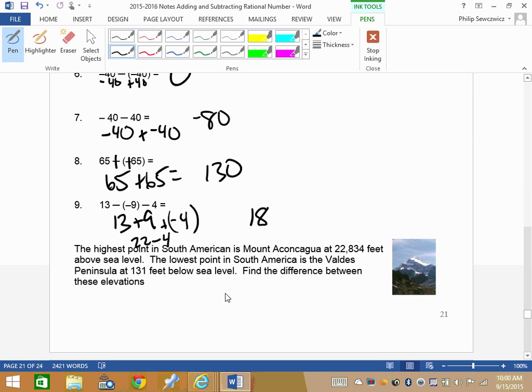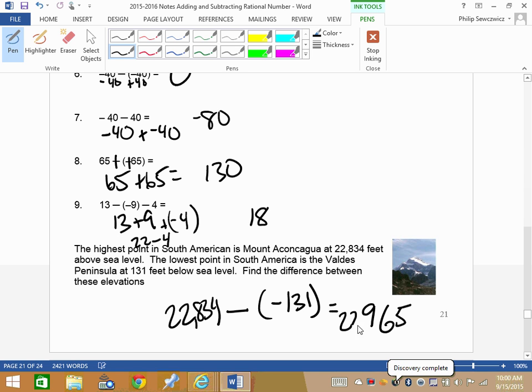Find the difference between the two. So difference, so it is a subtraction problem. The first number is 22,834. And the next one is feet below, so that is a negative. All right, so again, you can rewrite it. So it really is an addition problem that we've got. And again, I don't mind the mental math here as long as we're showing what we're doing. Did you get a 5 there, a 6 there, a 9 there, and then 22,965, and then it would be feet that we're looking at.